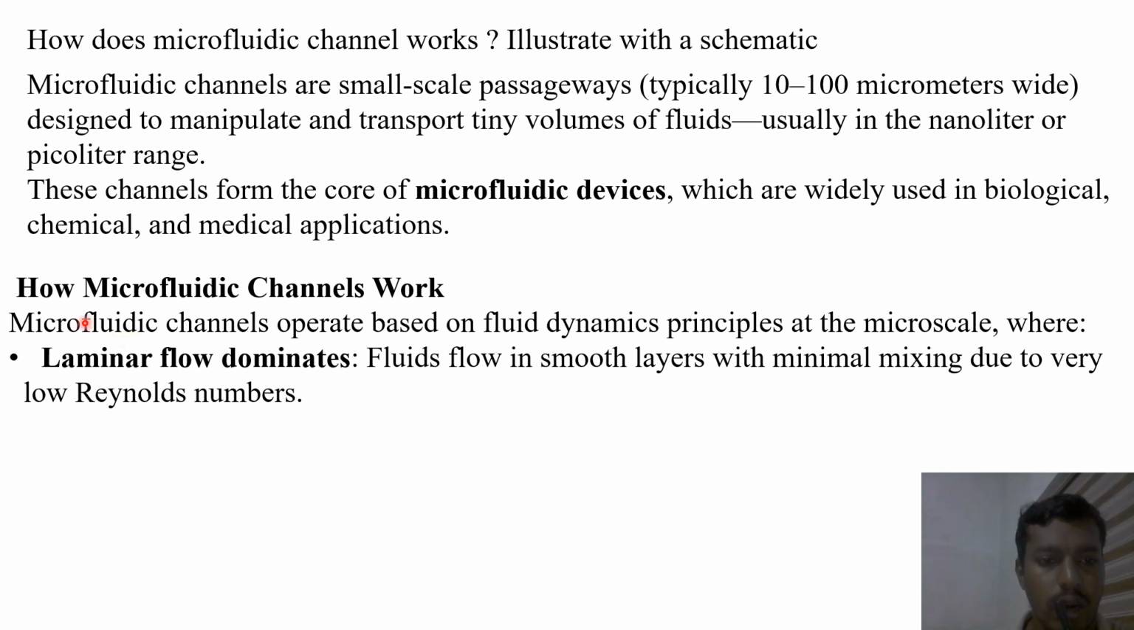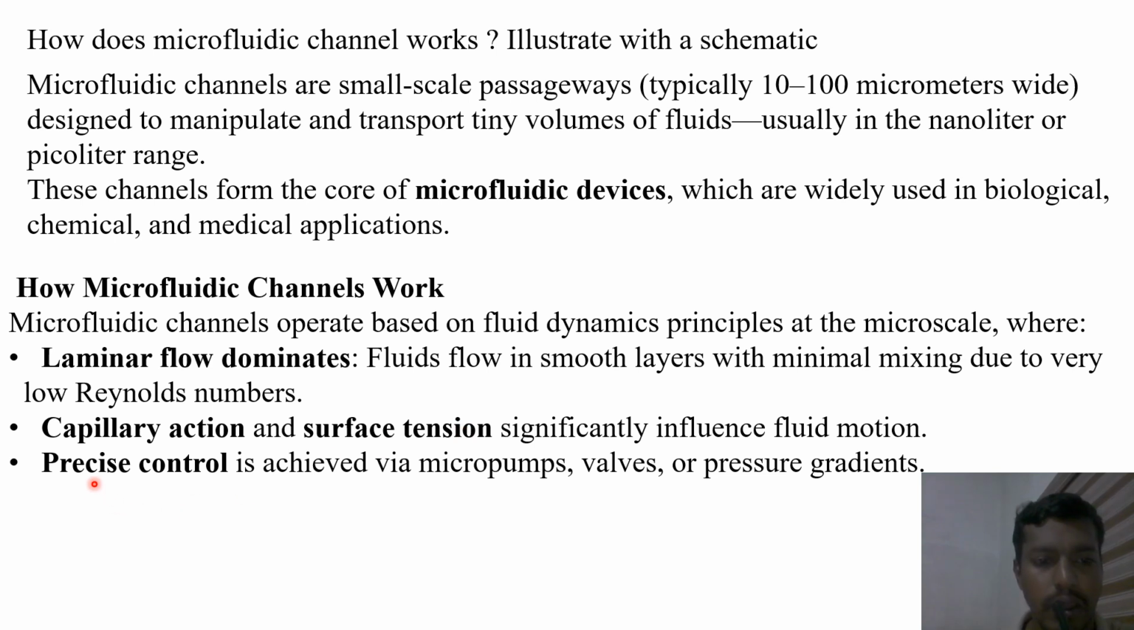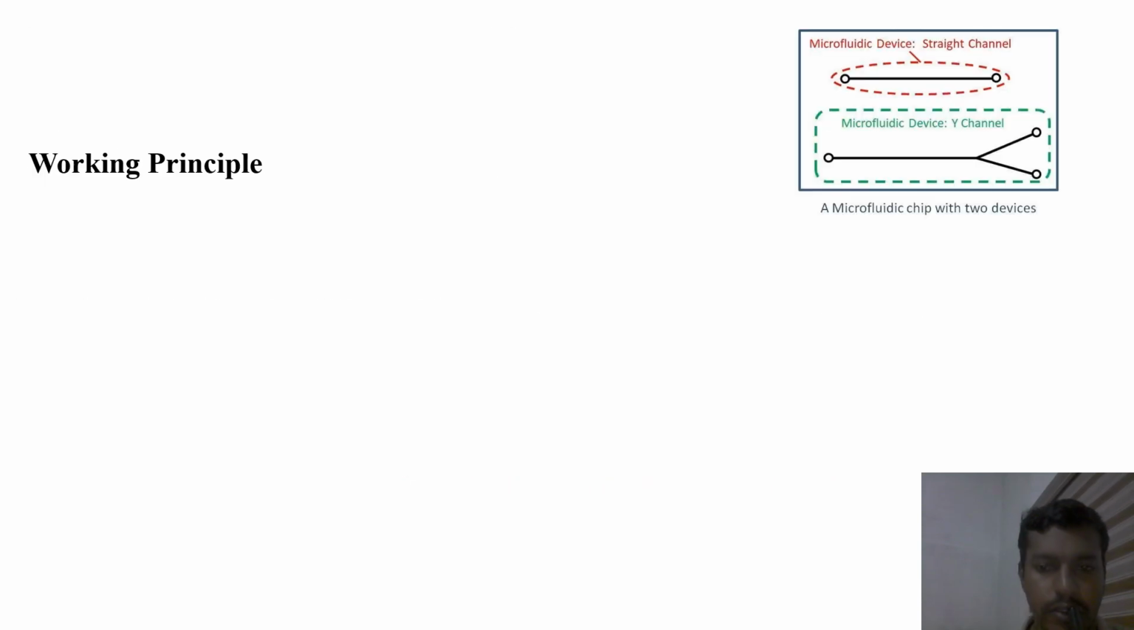So how does a microfluidic channel work? Laminar flow dominates. Similarly, there will be capillary action and surface tension. Then precise control is achieved by micropump, valve, and pressure gradients. So these three things: first, laminar flow dominates. The second thing, capillary action and surface tension. Then precise control, which is achieved by using micropump, valve and pressure gradients.